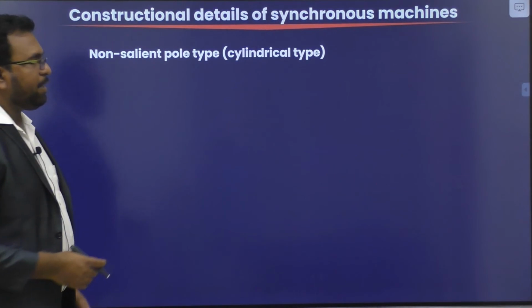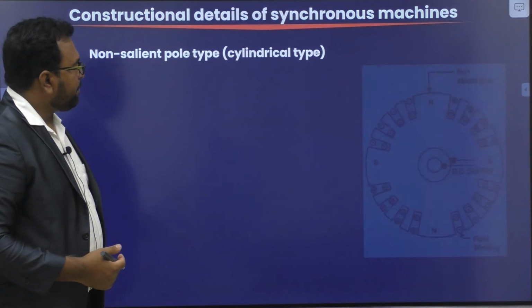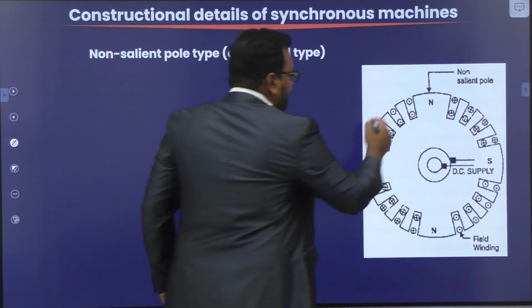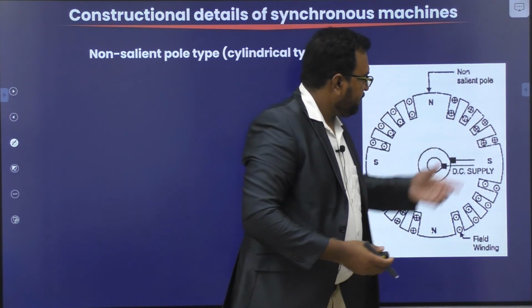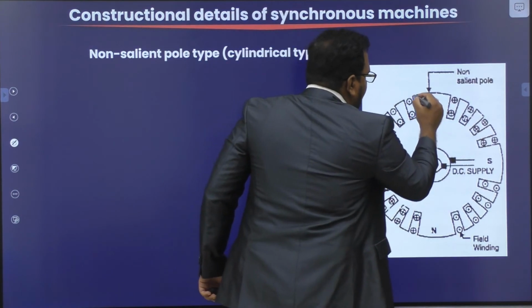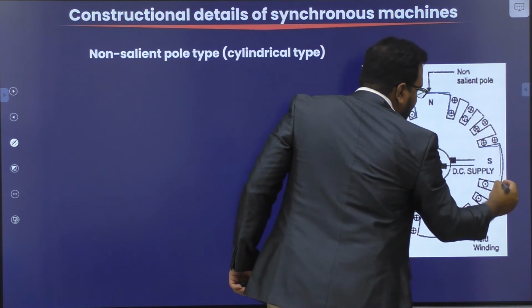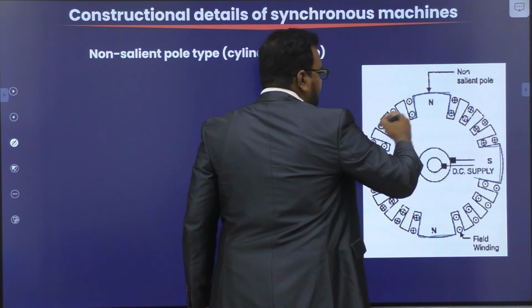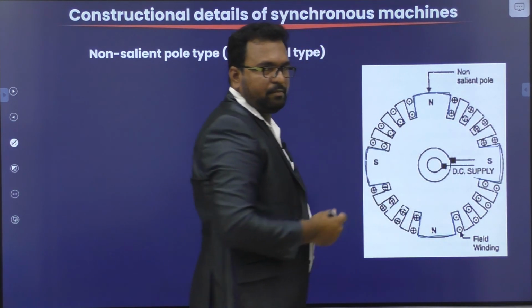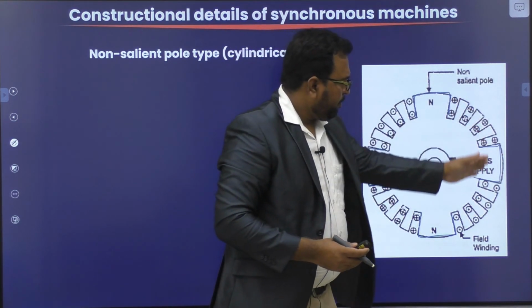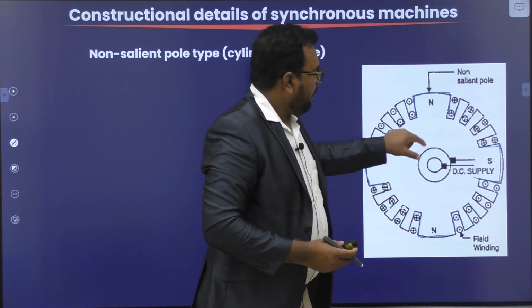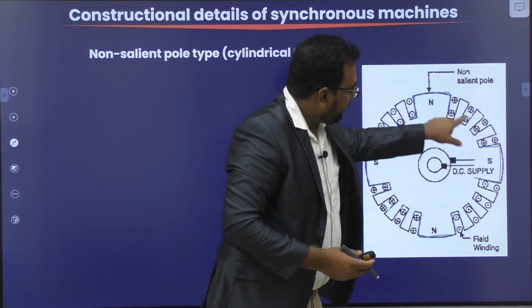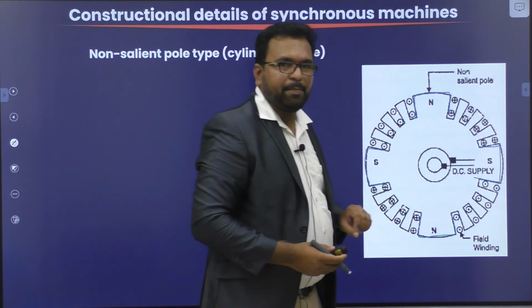Next one, non-salient pole type. Unlike the salient pole type, here the rotor is cylindrical in shape, and we are going to provide uniform slots. See here, this is the north pole, this is the south pole, and in between the poles also we have the winding. That means there is a uniform flux distribution because of this cylindrical type of construction, and we are going to provide the DC supply to the winding by means of slip rings here.